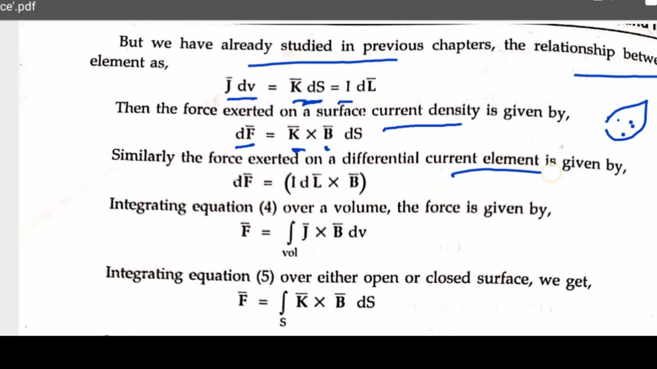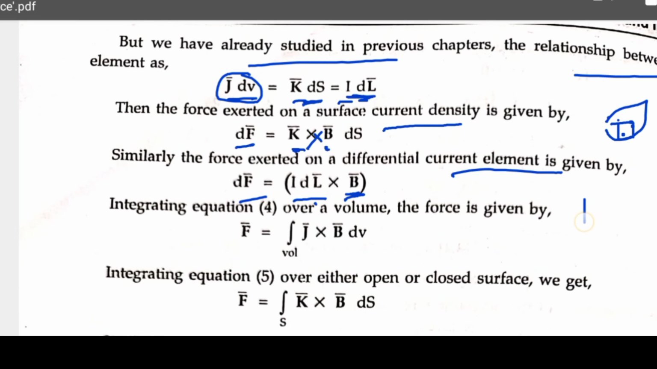Similarly, the force exerted on a differential current element. The force exerted on a differential current element, df equal to idl cross b, we can write. Because j dv is idl, we can write current density j as idl, and b bar, the differential force. Hence it is idl cross b.